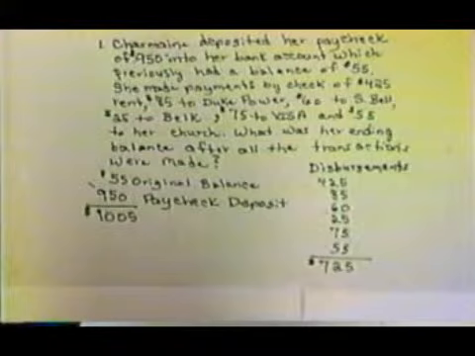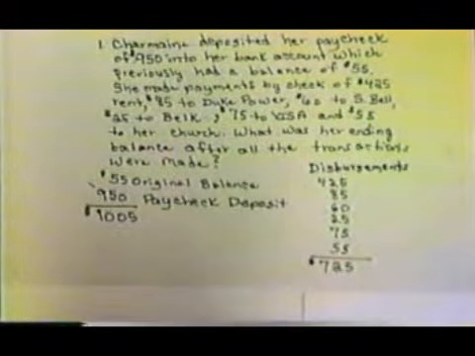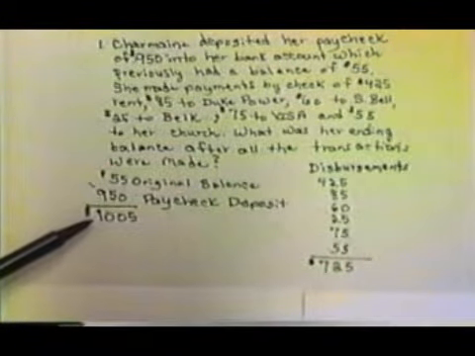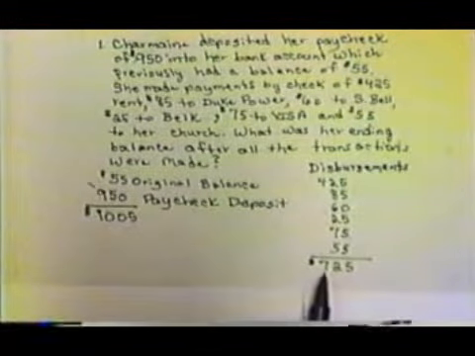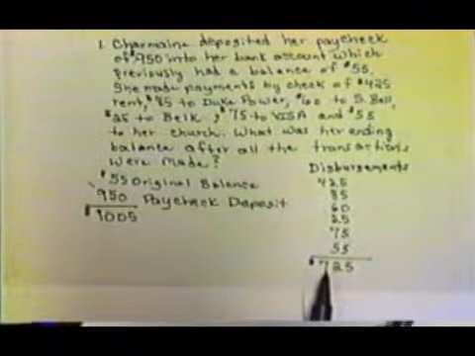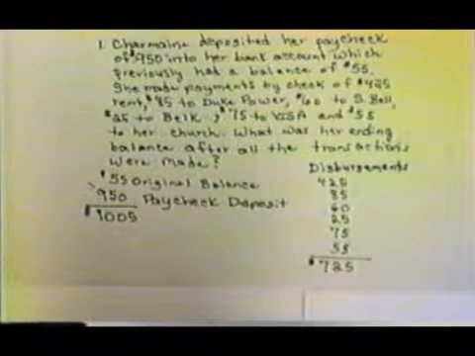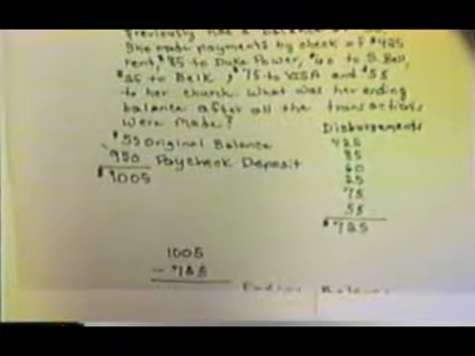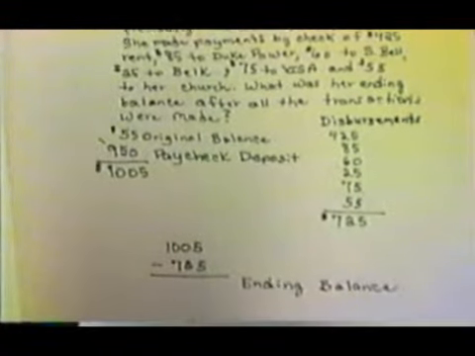Now, the question was, what was her ending balance after all the transactions were made? So, if she has $1,005 after putting her paycheck in, and she's going to pay out $725 for bills, then to see how much is left, we're going to subtract the two. So we'll take our $1,005 and subtract $725, and when we finish, we'll have our ending balance.